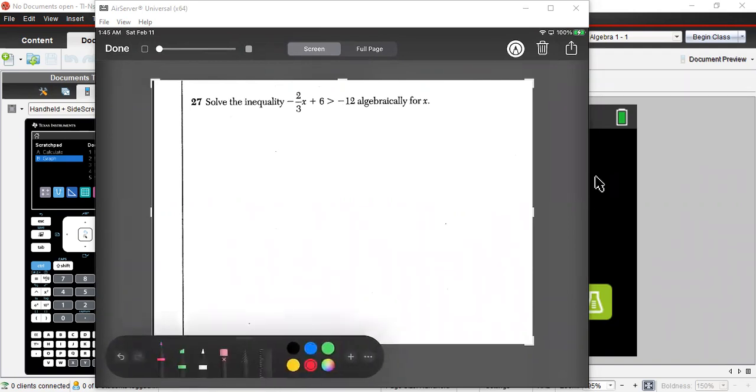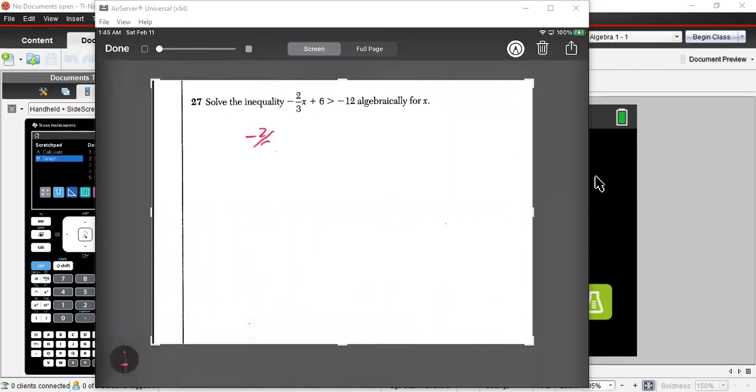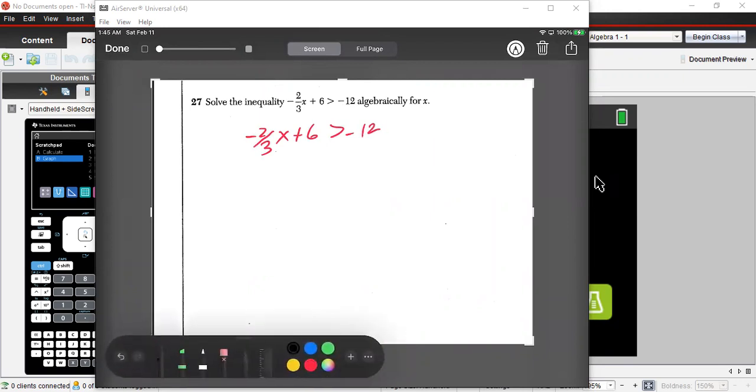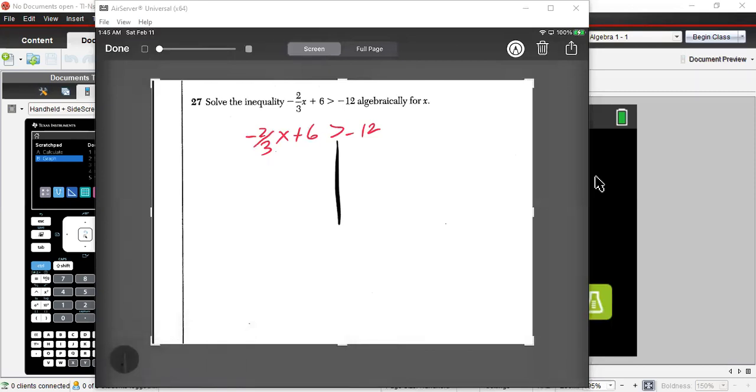So I'm going to make this red. I'm going to write the inequality. We're trying to get x by itself, so the very first thing we should do is move the 6 to the other side. I'm going to draw a line down here. This is going to be minus 6. Whatever I do to the left-hand side, I do to the right-hand side. So this is going to be a negative 18, and this is going to be a negative 2/3 x, right?